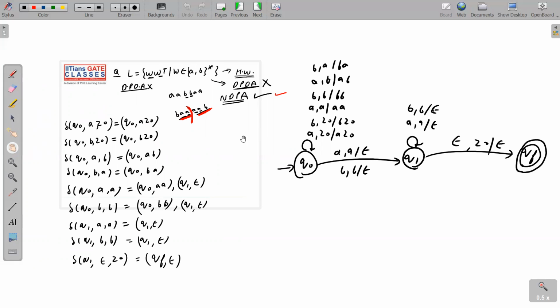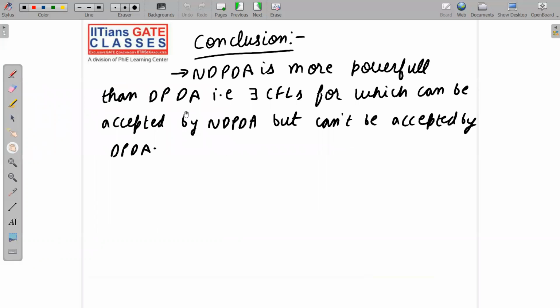The final conclusion is that NDPDA is more powerful than DPDA. That means there are some languages which are accepted by NDPDA but not by DPDA. Okay, this is, I think, clear. So see here carefully. What is the conclusion?